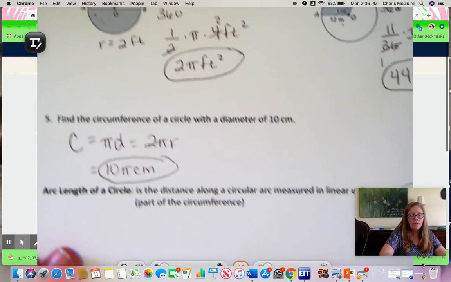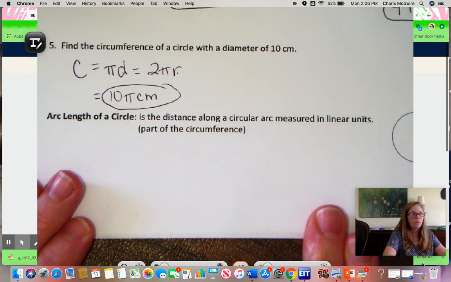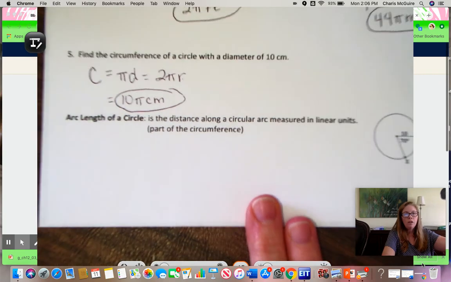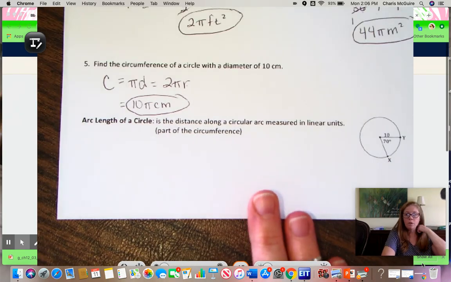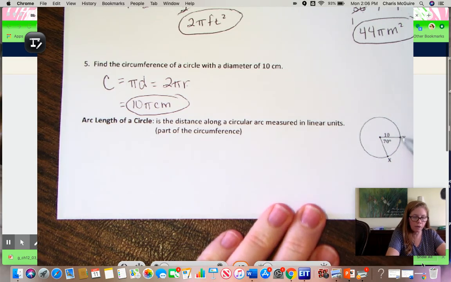All right, so our second topic today goes along with circumference. We are looking at something called arc length, right? And if you recall, you have a minor arc right here, right? If you look at XY, one of the ways you can measure the arc is by its degree measurement, right? From the central angle. So this is 70 degrees, but the length is the circumference.